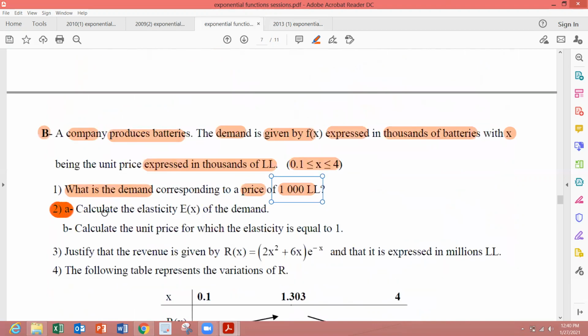To part A, calculate the elasticity EX of the demand. Talene, what's the rule for elasticity? Minus x times f prime x over fx.